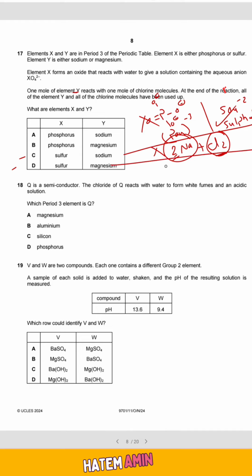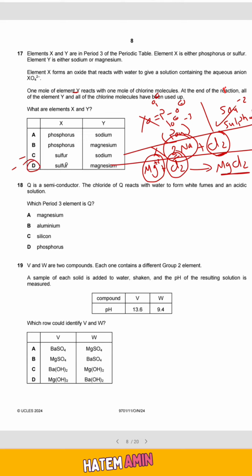But in case of magnesium, Mg plus Cl2, because we know magnesium is positive 2 and chlorine is Cl2, it will give me MgCl2. Both 1 mole of magnesium and 1 mole of chlorine got consumed totally to give me MgCl2. So the correct answer is D.